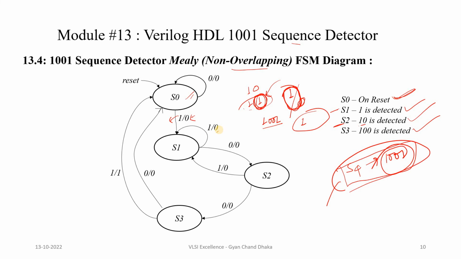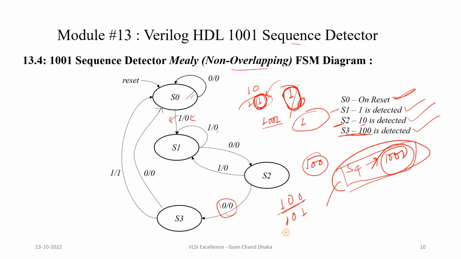and again the output is going to be 0 here. Now if we are in S2 state, that means 1 0 has been detected. So the next bit can be 0 or 1. If the next bit is 0, that means this is part of our sequence and we can go into the next state, which is S3 when 0 is detected. But only 1 0 0 is detected, not 1 0 0 1, so the output is again going to be 0 here.